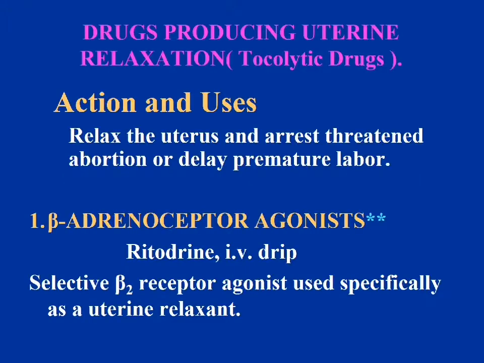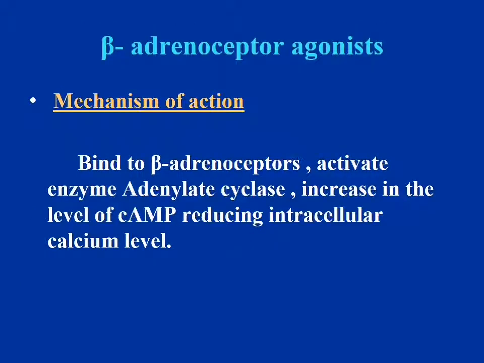Now we shift to the uterine relaxants, or the tocolytics. These are the tocolytic drugs, their actions and uses. They relax the uterus and arrest threatened abortion or delay premature labor. Beta-adrenergic receptor agonists, like ritodrine hydrochloride, given as an intravenous drip, are selective beta-2 receptor agonists used specifically as a uterine relaxant.